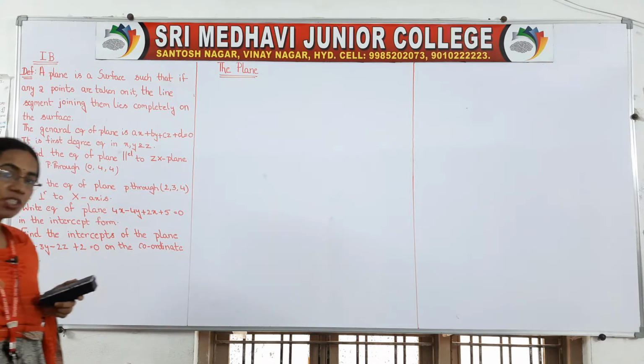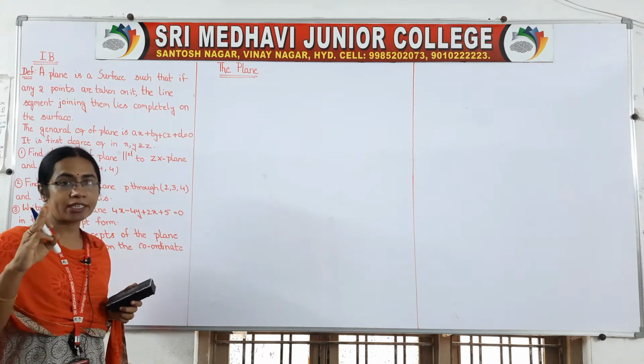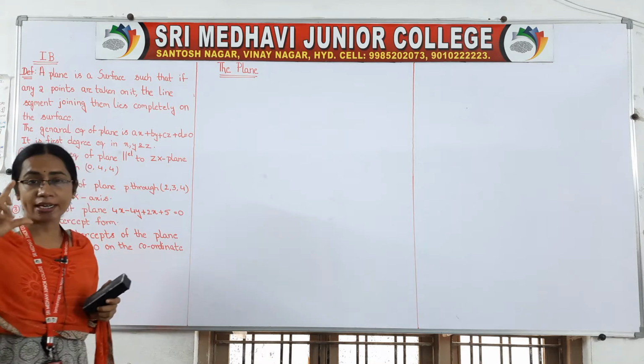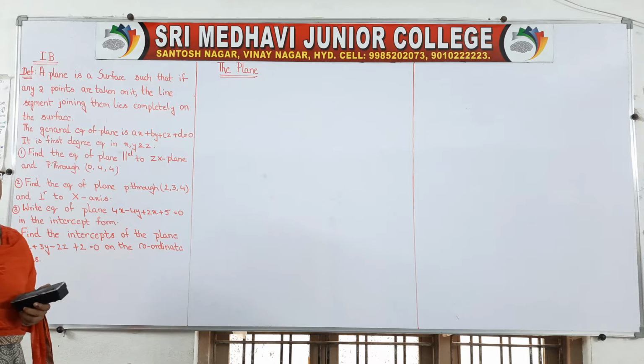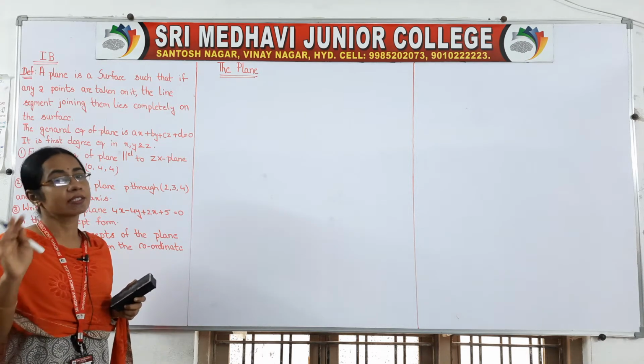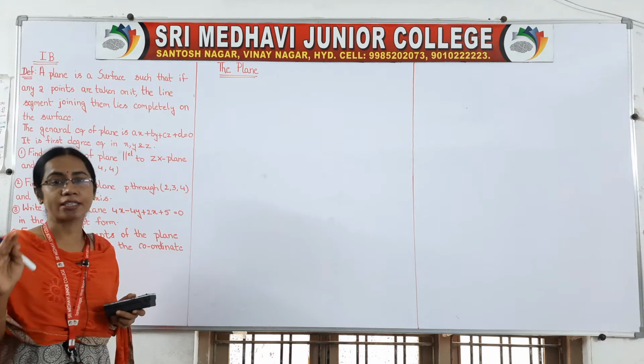Surface in which if we take 2 points and join the 2 points, then that line segment will completely lie on that surface only, right. Such type of surface is called the plane.